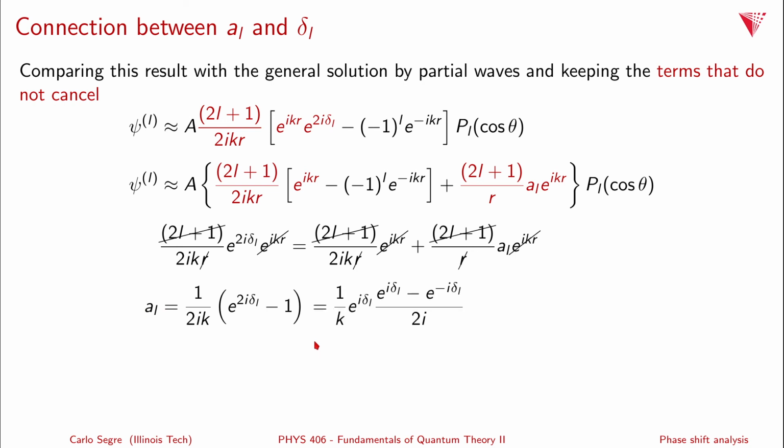Well, I can do a little simplification by pulling out the e to the I delta sub L from both terms. So I have, and then I bring the 2i underneath what's left. So I have 1 over k e to the I delta sub L times the quantity e to the I delta sub L minus e to the minus I delta sub L over 2i. But this clearly is just a sine function. So this then becomes 1 over k e to the I delta sub L sine of delta sub L. So the partial wave coefficients are directly related to the phase shifts.